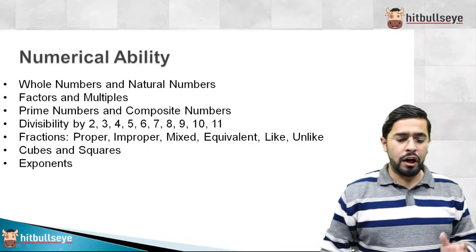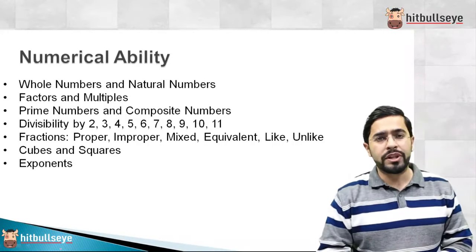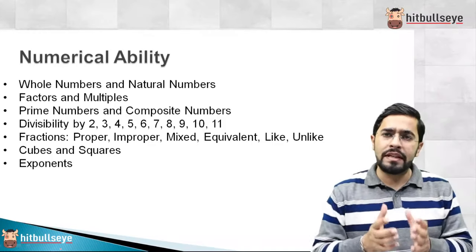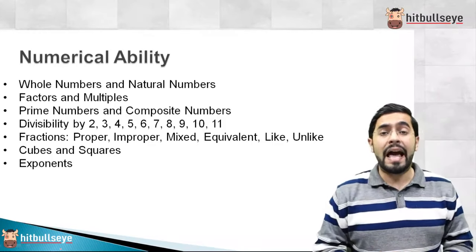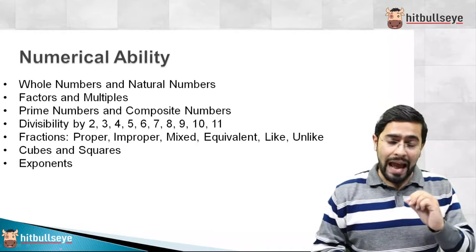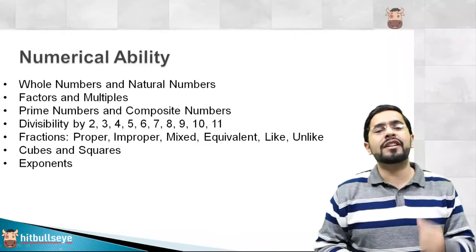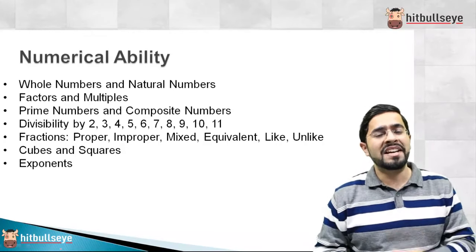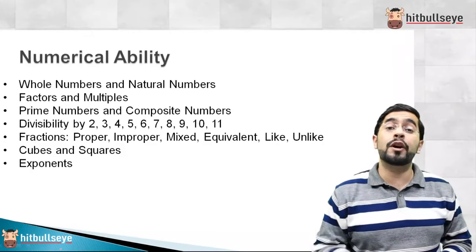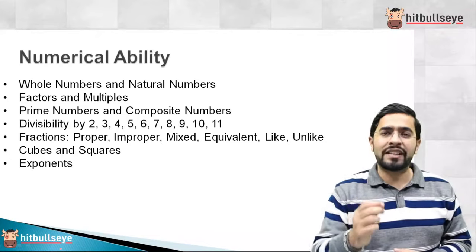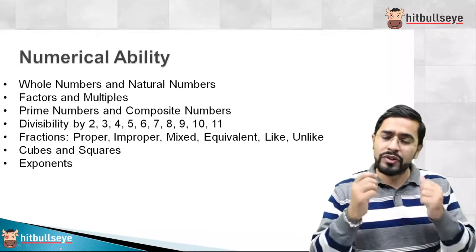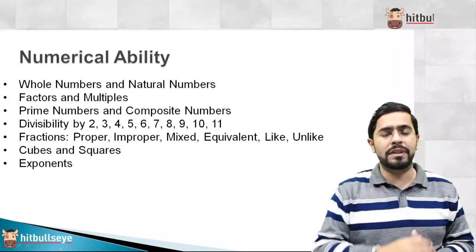Then we come on to prime numbers and composite numbers. Prime numbers are those numbers that have only 1 and the number itself as factors. For example, 7. The factors of 7 are 1 and 7. Similarly, the factors of the number 23 are 1 and 23. Such numbers are called prime numbers.